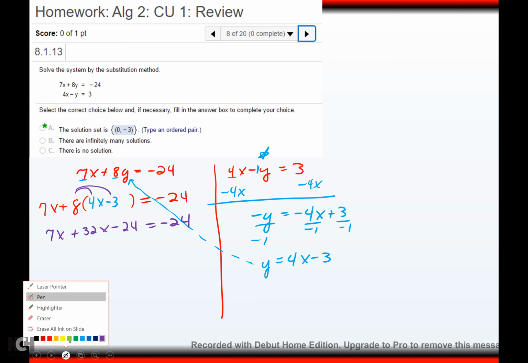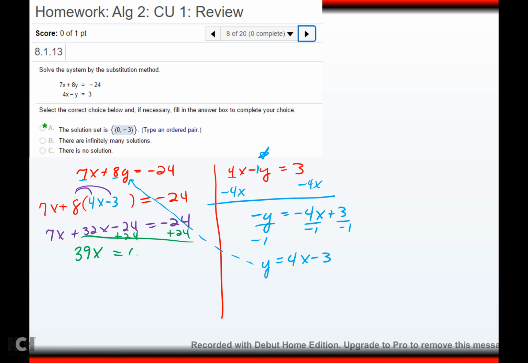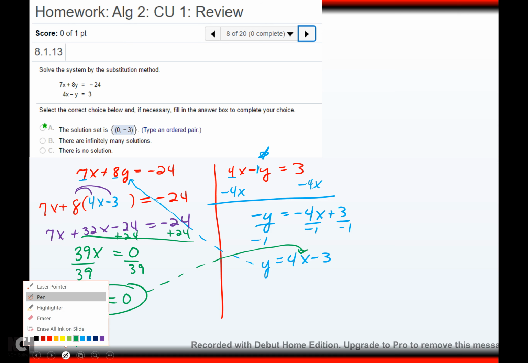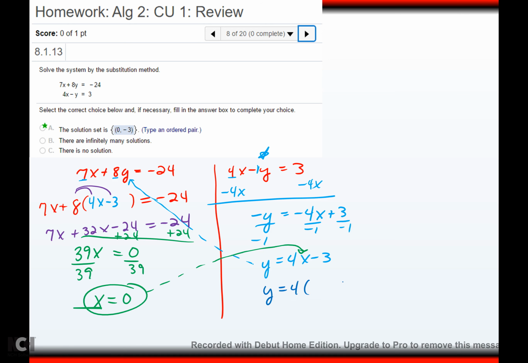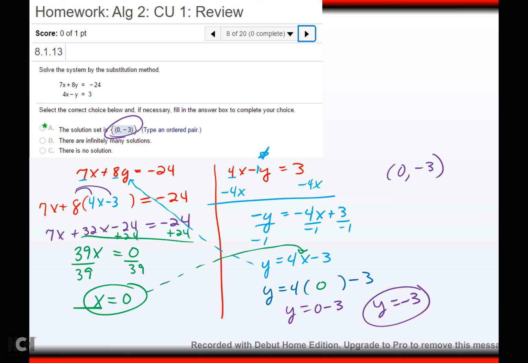So this is going to give me 39x. And if I add 24 to both sides, I get equals 0. Divide by 39, and I get x equals 0. So if I take that over and substitute it here, I get y equals 4 parentheses minus 3. Plug in what I brought, which is 0. Solve that, I get y equals 0 minus 3. So y equals negative 3. So my solution set is (0, negative 3).